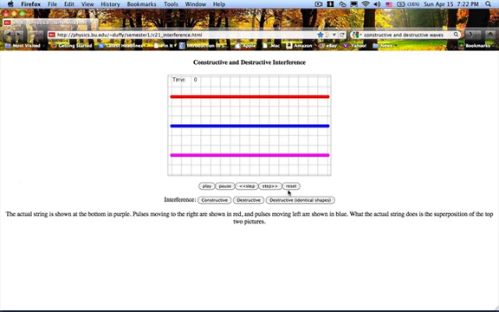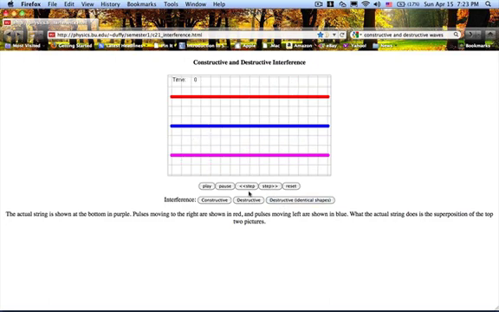And then destructive interference occurs when one crest and one trough come together instead of two crests or two troughs. They look like this. So let's step through that one. Okay, the red is a crest, blue is a trough. Look at that. You can see when they're superimposed, it's not as tall as the red one, not as deep as the blue one, until they pass through each other.